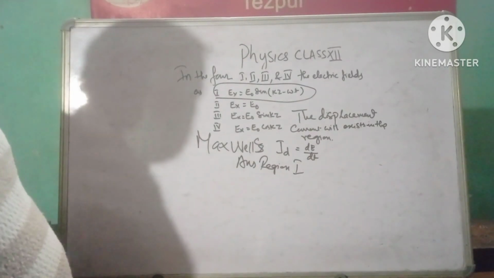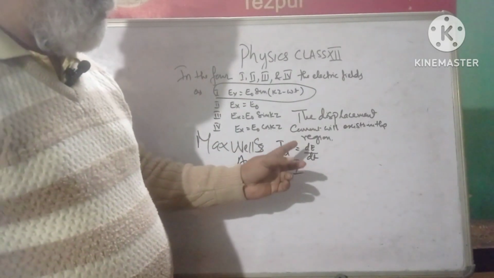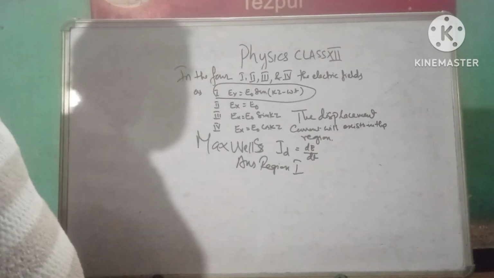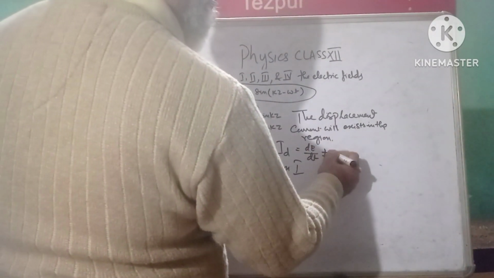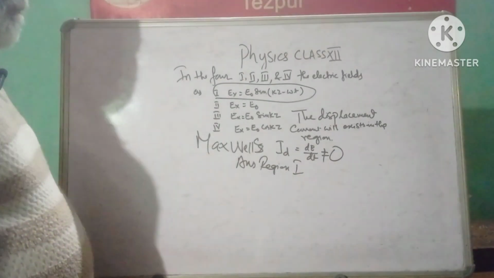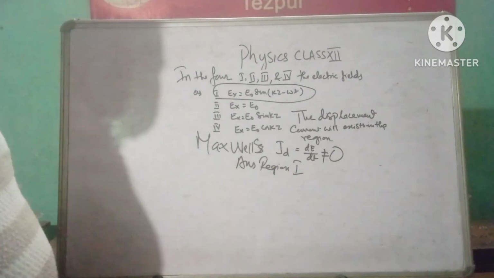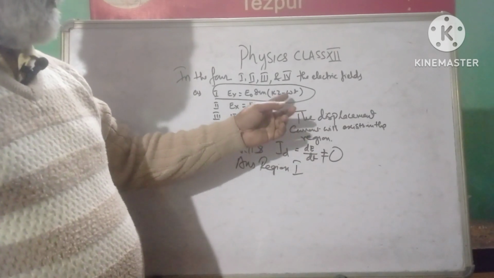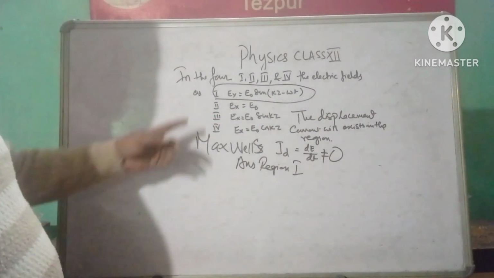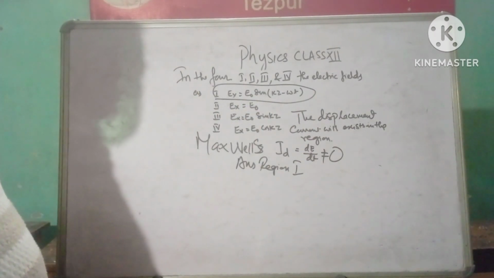According to Maxwell, there is displacement current where there is a time varying electric field, means dE by dt must not be equal to 0. And there the displacement current exists. So here only there is a time varying electric field. So your region 1 will be your answer.